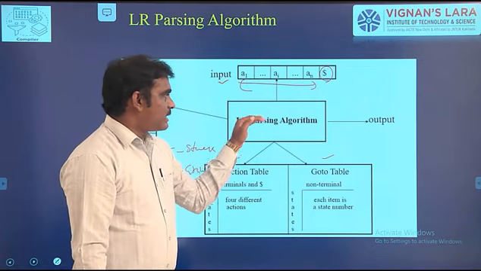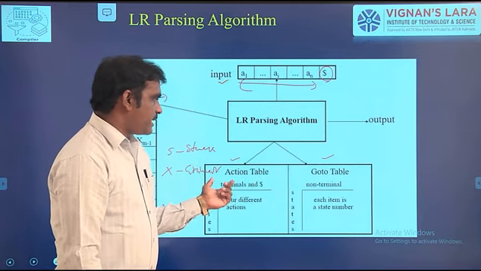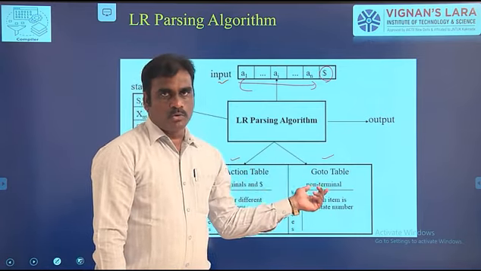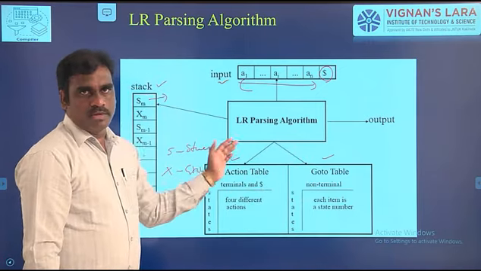Next, the LR parsing algorithm contains two special functions. One is the action table and the second one is goto. Action and goto. Now we will see them one by one.